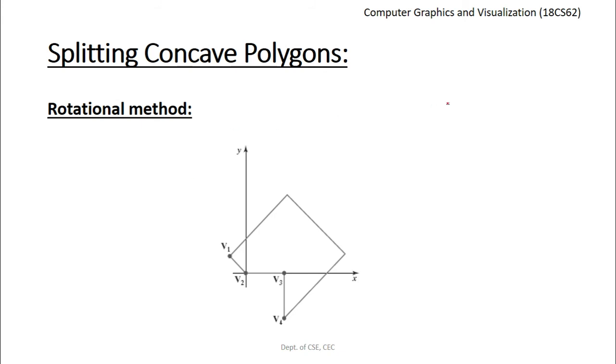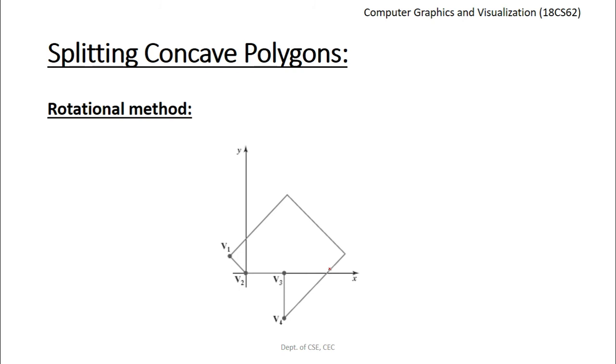For example, we place v1 at the origin so that vertex v2 lies on the x-axis, and then we check if there is any part of the polygon which is lying below the x-axis. If we place v1 at the origin and v2 along the x-axis, v4 will also lie on the x-axis. So no part will be lying below the x-axis.